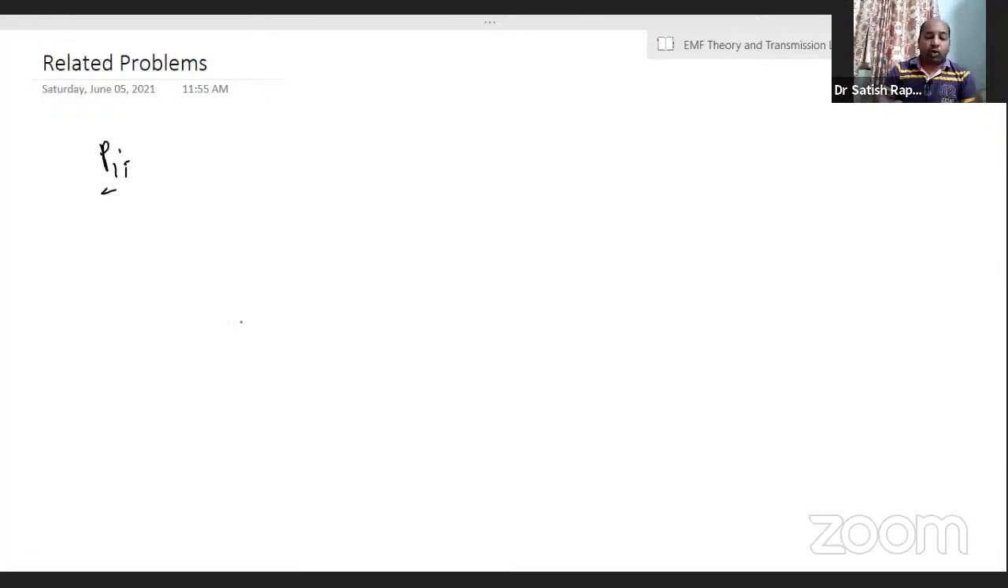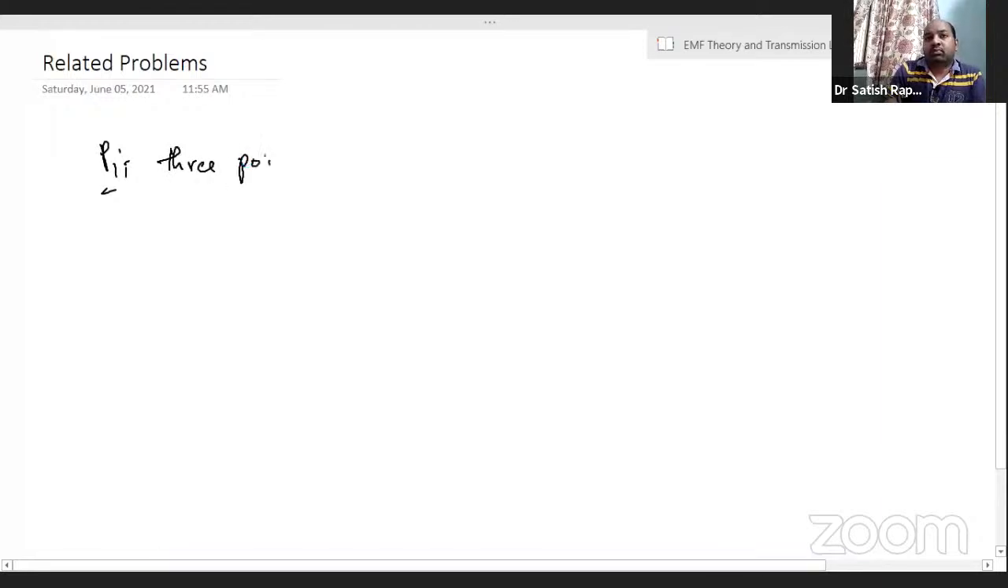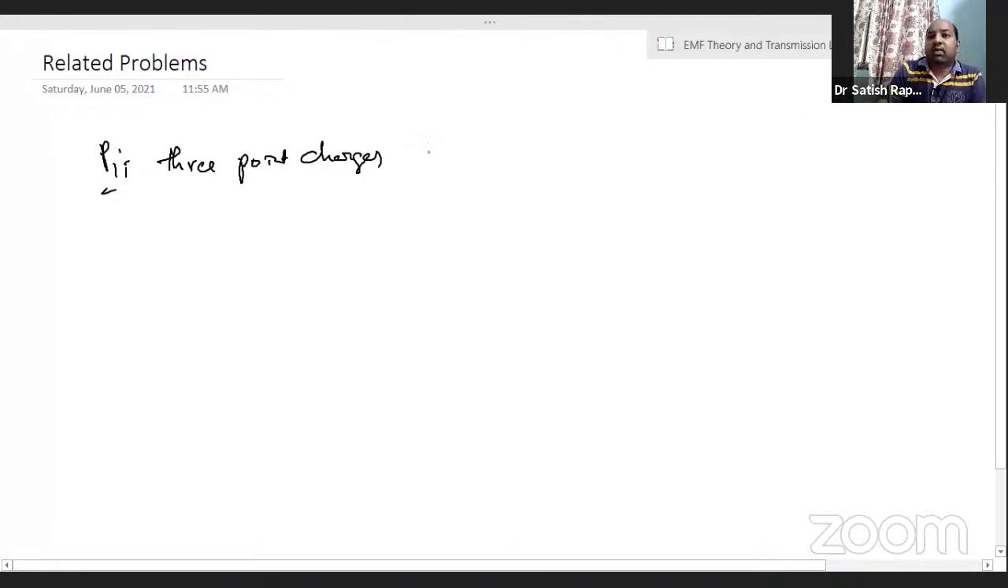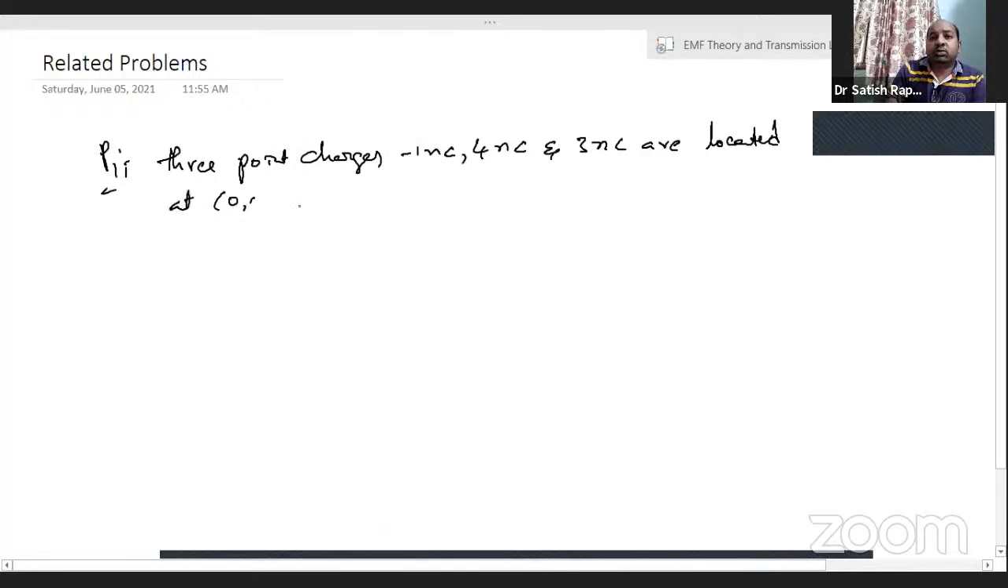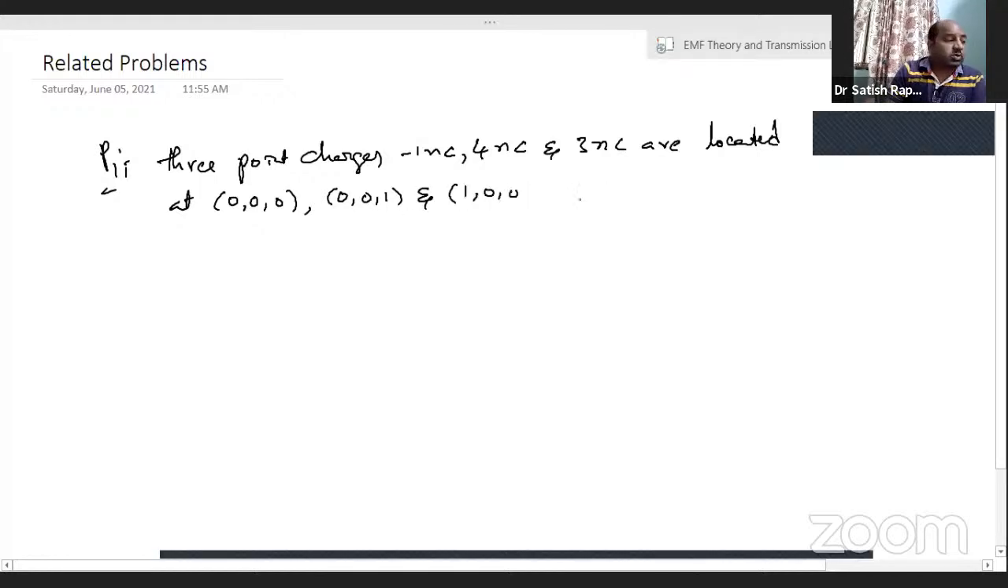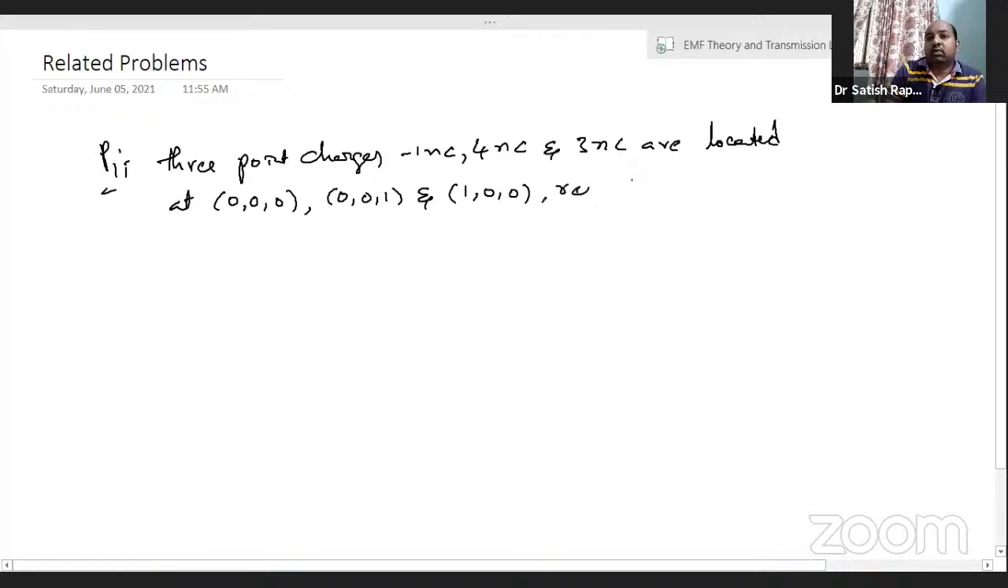3 point charges, -1 nanocoulomb, 4 nanocoulomb, and 3 nanocoulomb are located at 0, 0, 0, 0, 0, 1, and 1, 0, 0 respectively.